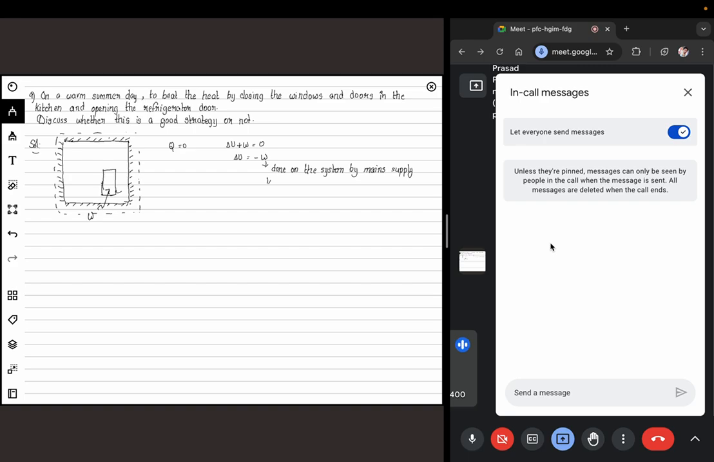So which means W will be negative. So minus of a negative sign will be positive. So delta U is going to be positive. So if delta U is positive, which means your temperature will increase. Temperature of the system will increase.